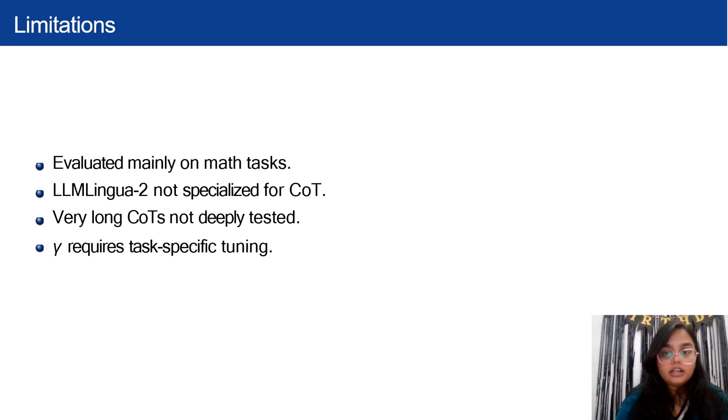The second is the importance metric. We have used the model LLMLingua-2, which is a generalized tool and is not specialized for reasoning chains, so it might not be that optimal. Then comes the compression parameter. The compression parameter isn't automatic. It currently requires us to choose the right level of compression manually.